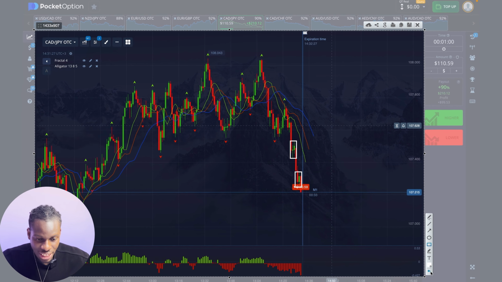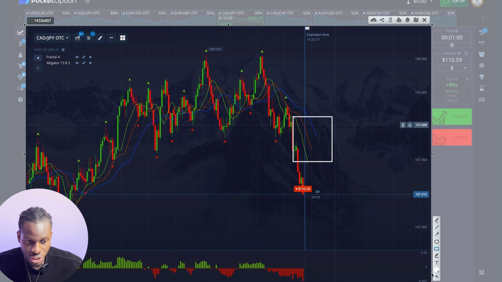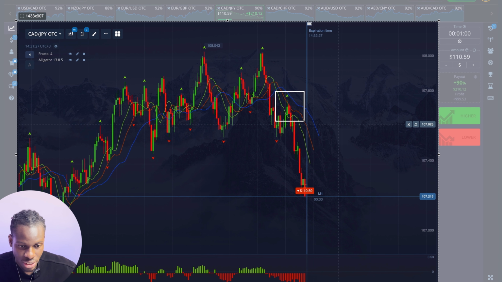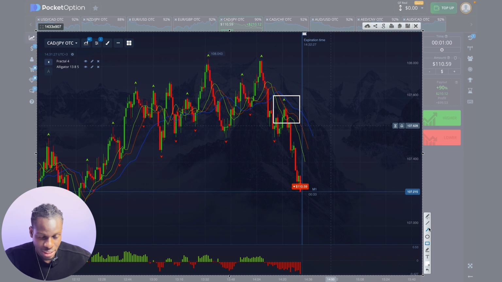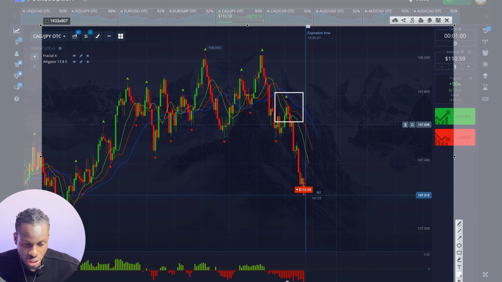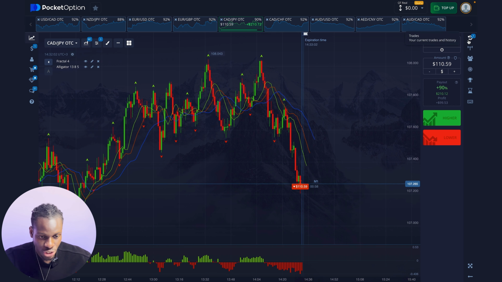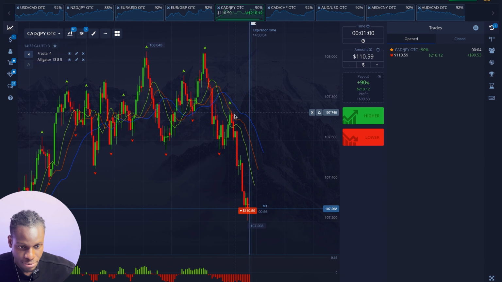So as we see here, the alligator's lines are all pointing downwards, and the price should have already crossed the moving averages over there, as we see, and the volume levels should be strong just as they are now. So only under these conditions can you enter with the trend and catch such a strong move like this.